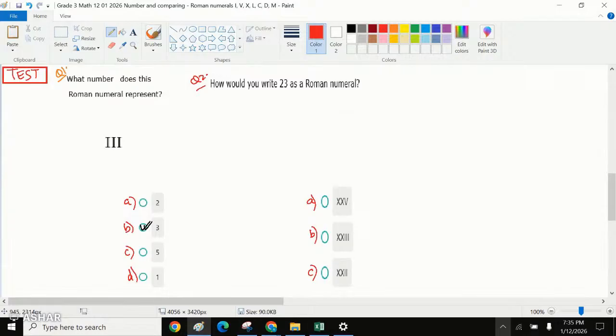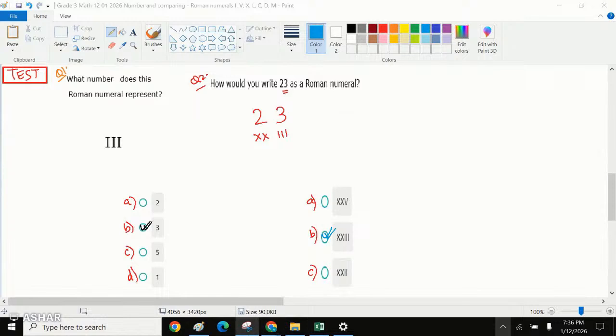Yes. It cannot have 2 I's at the end, right? Why? Because it ends with a 3. So we can say 23 means 20 and 3. Thank you so much for the answer. That means option B is correct, right? So XX and 3 ones. Option B. Moving ahead to the next one.